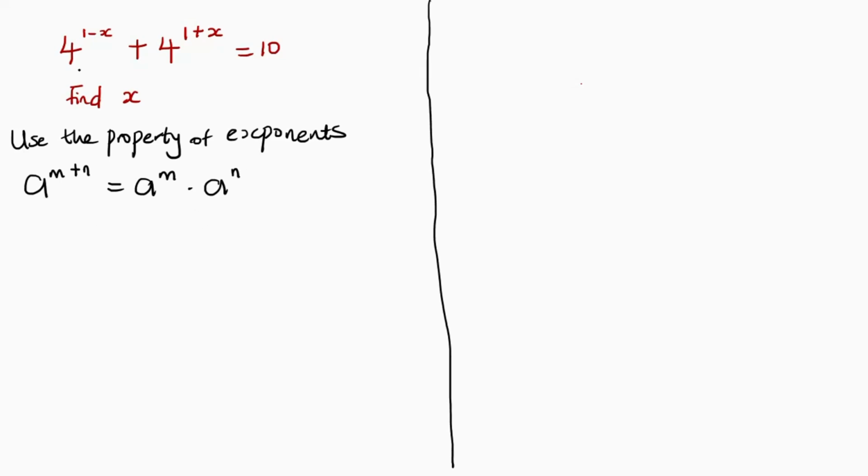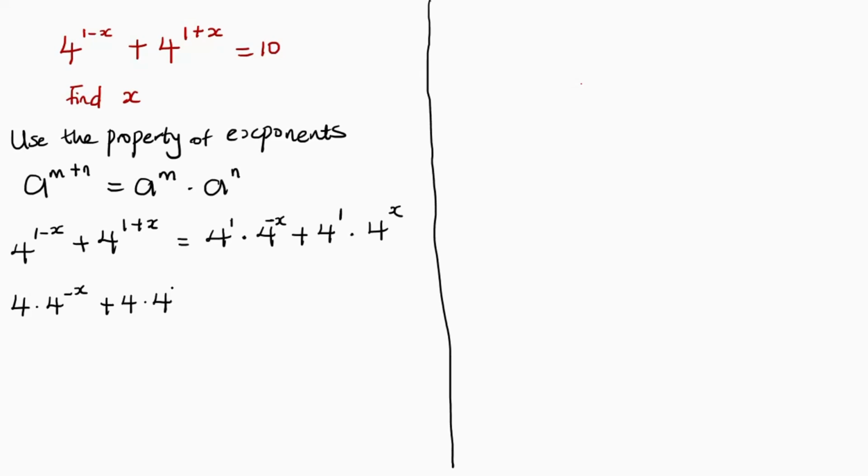Now applying this to our original equation, we have 4 raised to the power of 1 minus x plus 4 raised to the power of 1 plus x is equal to 4 raised to the power of 1 multiplied by 4 raised to the power of negative x, plus 4 raised to the power of 1 multiplied by 4 raised to the power of x. So this is going to be 4 multiplied by 4 to the negative x plus 4 multiplied by 4 to the x is equal to 10.